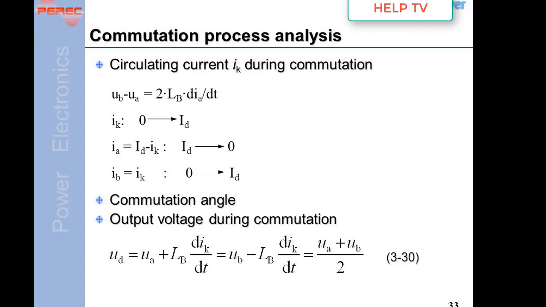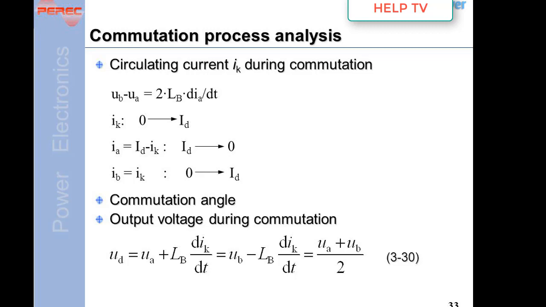Commutation process analysis. Circulating current ic during commutation. Commutation angle. Output voltage during commutation, ua equals L dia/dt. ic, 0 to id. ia equals ic, id to 0. id equals ic, 0 to id.